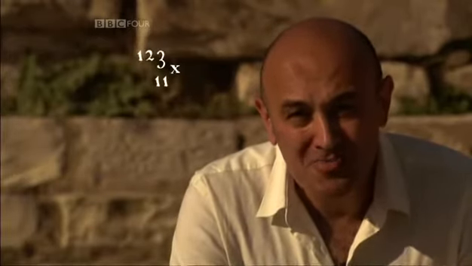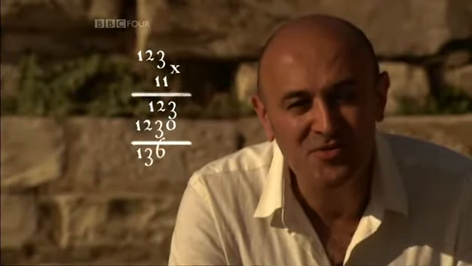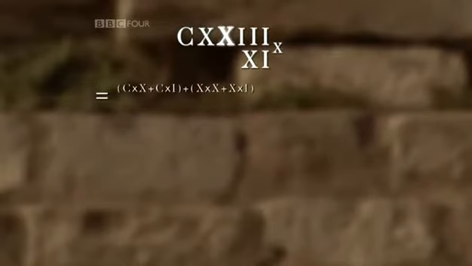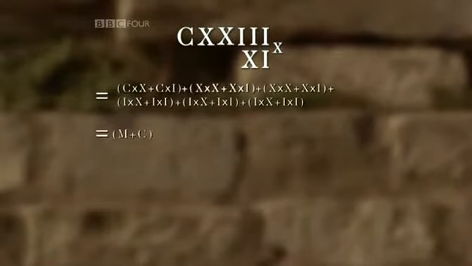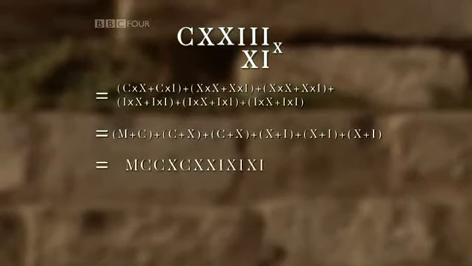If I ask you to multiply 123 by 11, you may even be able to do it in your head. The answer is 1,353. But try doing it with Roman numerals. You'd have to multiply CXXIII by XI. It can be done, but trust me, it's not fun.